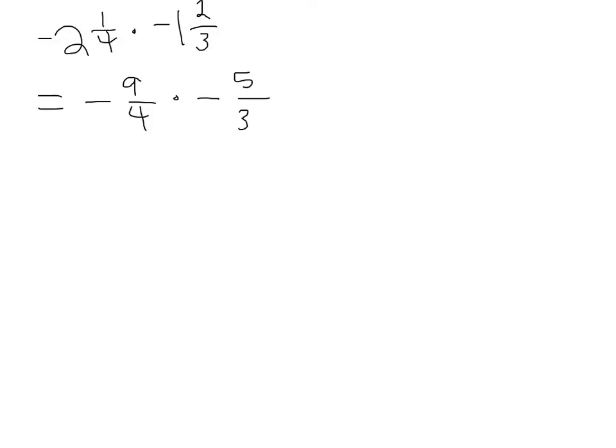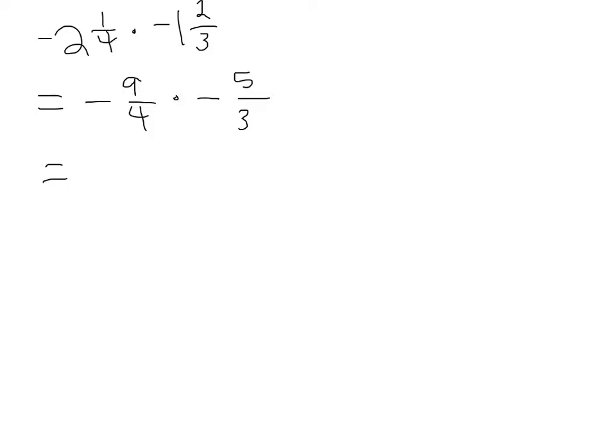So now my problem is negative 9/4 times negative 5/3. Now I know because I'm multiplying two negatives that I'm going to end up with a positive answer. You need to remember your rules for multiplication and division of integers. Those same rules will apply for multiplication and division for rational numbers. So we know because we're multiplying two negatives that our answer is going to be positive.